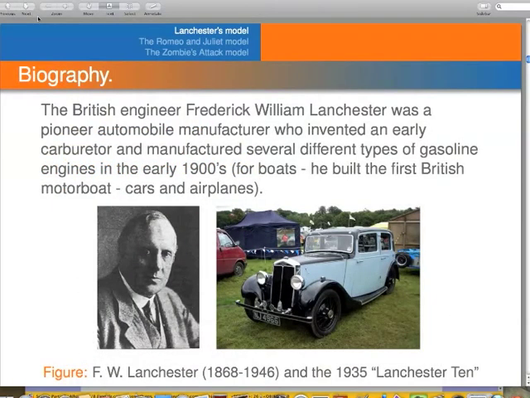To start with Lancaster, Lancaster was a fascinating character. He started building boats, motors, and components for motors for boats and for automobiles. He had his own automobile manufacturing company for a while, and you can actually see one of his cars in this slide. And the main award for operations research is called the Lancaster Award. He's a very highly respected engineer.